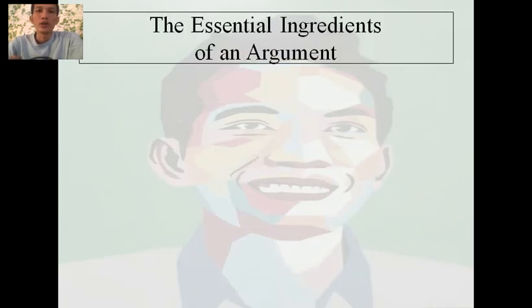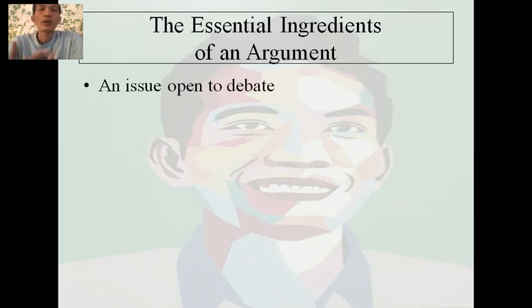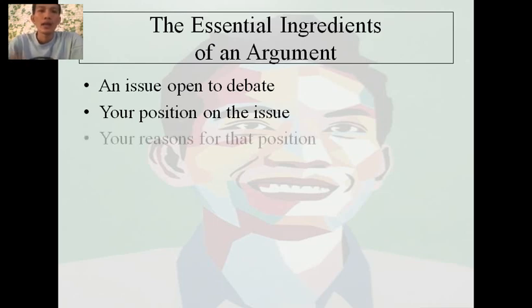And I would like to give you some information about the essential ingredients of an argument. The ingredients of the argument must contain: first, an issue open to debate. The second one is your position on the issue, on the negative side or positive side, or you agree with the motion or you disagree with the topic, and your reasons for that position.